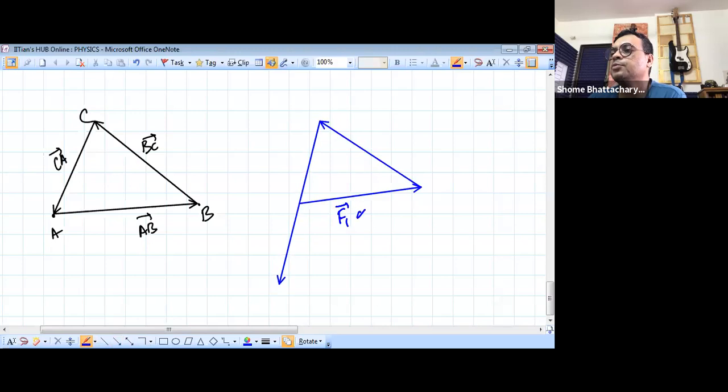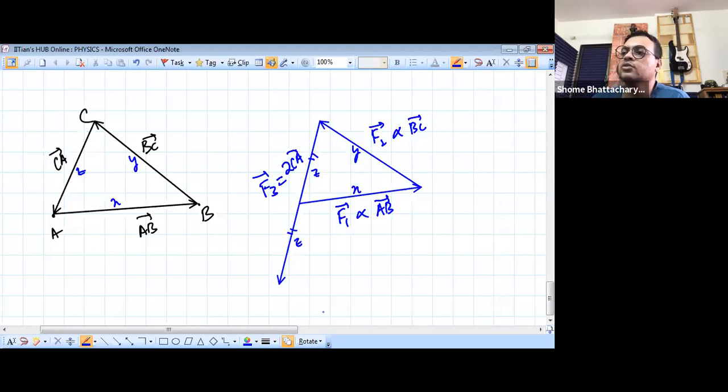F1 is proportional to AB. So you can represent it by a vector of the same size as AB and same direction. F2 then would be represented by the same kind of vector as BC. But F3 will become 2 times CA. So it will become double. So if these were of lengths x, y, z, here what will this become? X, and this will be Z. But along with this, there is also another Z. This double in there. So now what will be the resultant of F1, F2, and F3?